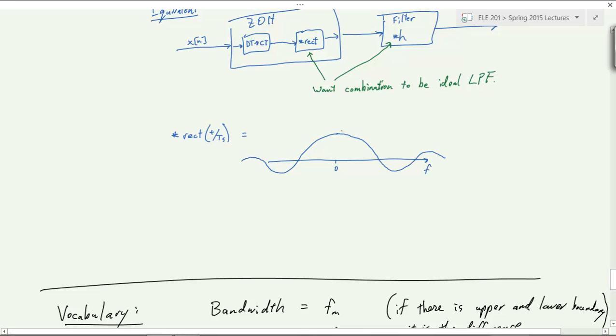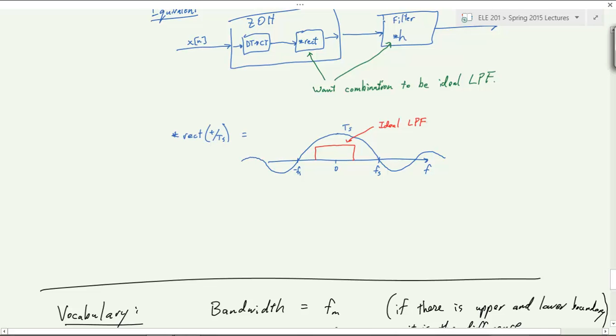So the height ends up being Ts because of this time scaling property, and the width here, this is Fs, where it crosses 0, negative Fs. Now, what we wanted was an ideal low-pass filter with width Fs over 2. What we actually were shooting for was something like this. That's what we'd like the filter to be. And remember, that's the combination of these two filters, these two convolutions. We want it to be like that. Okay, there's the ideal low-pass filter.